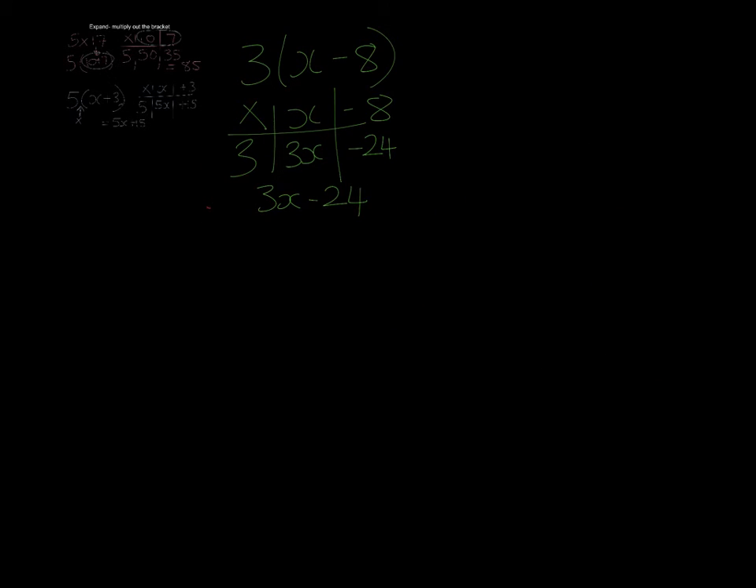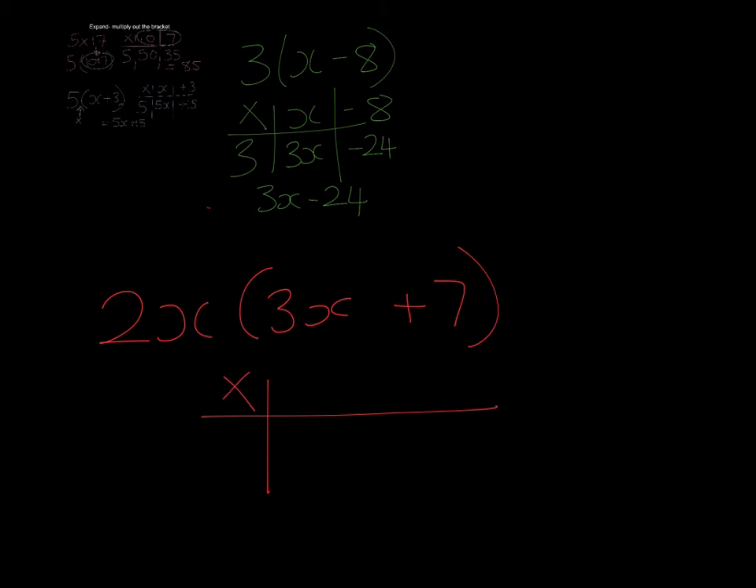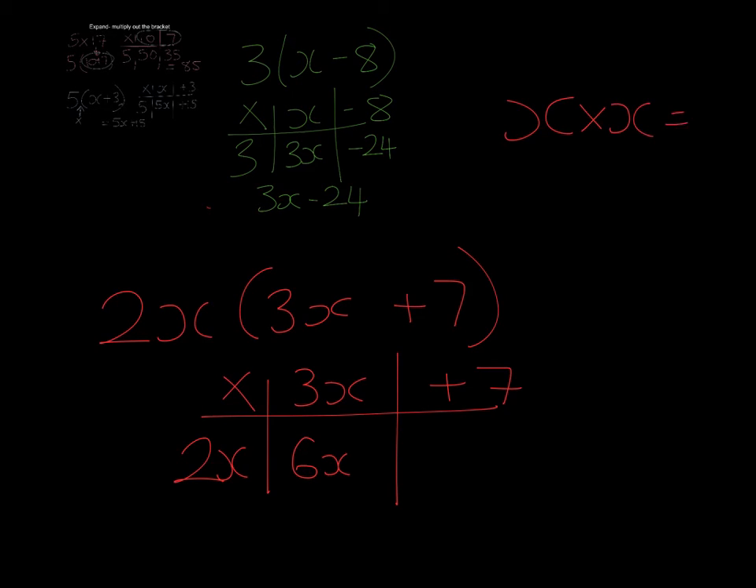And just one final one, you could have a question like 2x and then brackets 3x plus 7. In this case you still lay it out in the same grid. The 2x is on the outside and the 3x plus 7 is together. You then ask yourself, what is 2x times 3x? If it was just 2x times 3, we'd know that would be 6x. But remember, if you times an x by an x, you get an x squared. So 2x times 3x is going to give you 6x squared.